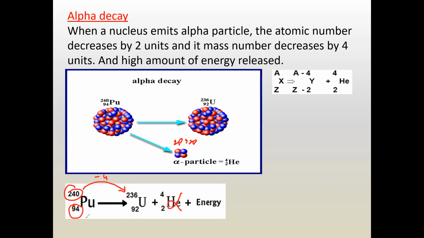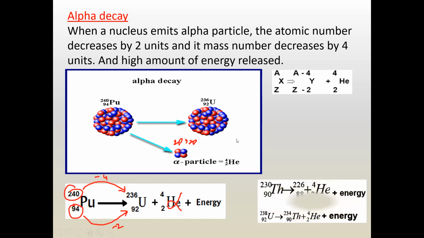And the atomic number will decrease by 2, because atomic number is the number of the protons. How many protons are going out? Only two protons are released. So in terms of proton number, it decreases by 2. So if originally it is 240, it becomes 236, and the atomic number is 94, it will turn to 90.